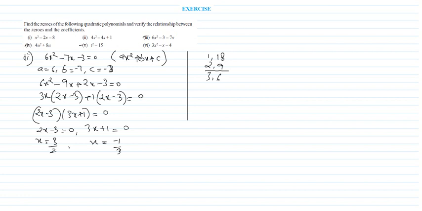Okay, now we can verify the sum of the roots: 3 by 2 plus minus 1 by 3, that should be equal to minus b upon a, and b here is minus 7, so minus minus is plus 7 upon 6. And if we solve the left hand side, we'll take the common denominator, 9 minus 2, so that is also 7 by 6. Okay, so we have solved it correctly because the sum of the roots is equal to 7 by 6.